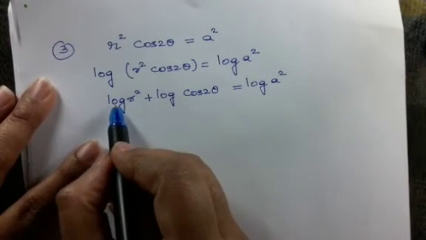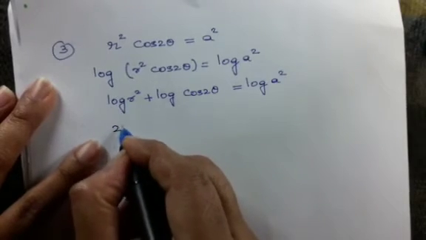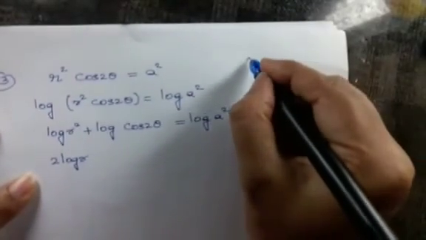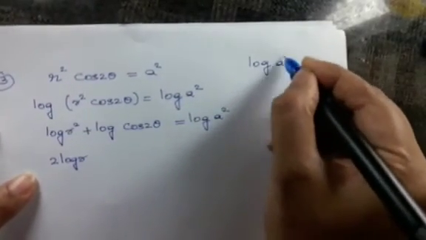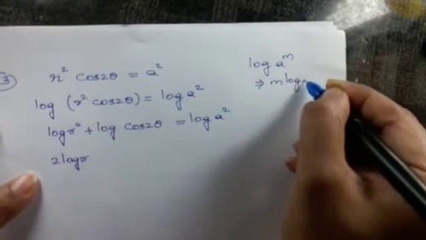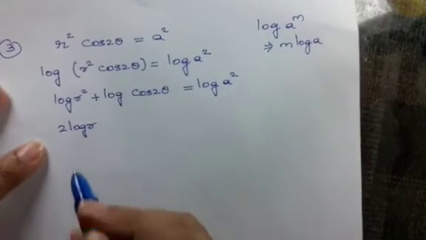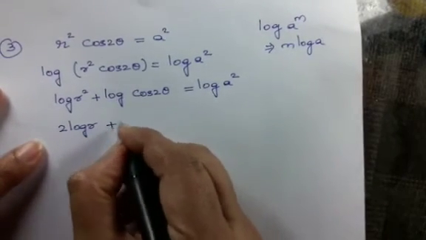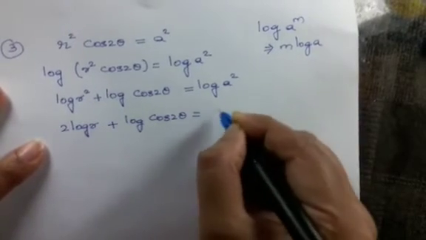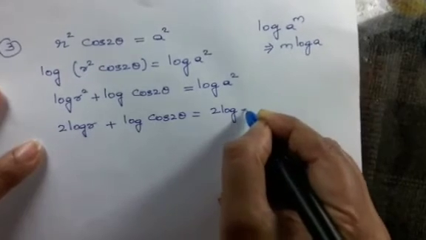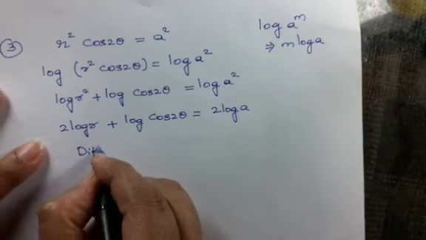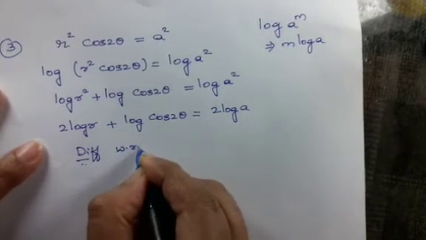So, before going to differentiate, take log of r square as 2 log r. We can write like this, correct? Using the logarithmic property, log of a to the power of m is always m log a. Correct? So, this is 2 log r plus log of cos 2 theta is equal to 2 log a. Okay. So, now I will differentiate with respect to theta.